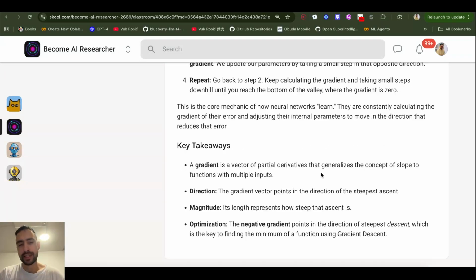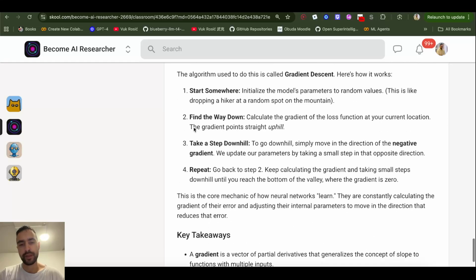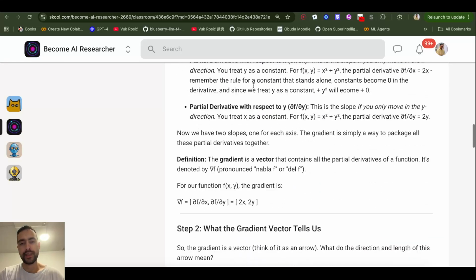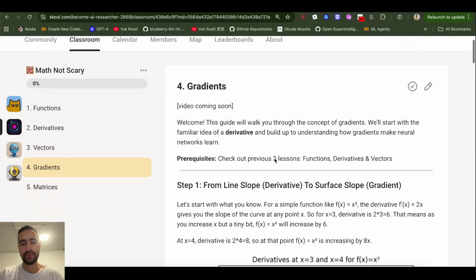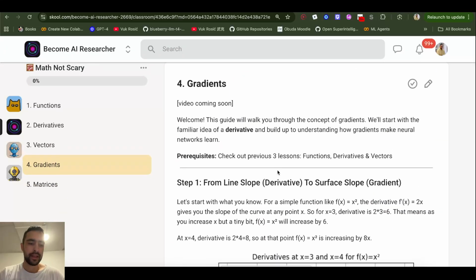That will be our lesson on gradients. I recommend you watch this, read this, and try explaining it yourself. Try again, and that's it.